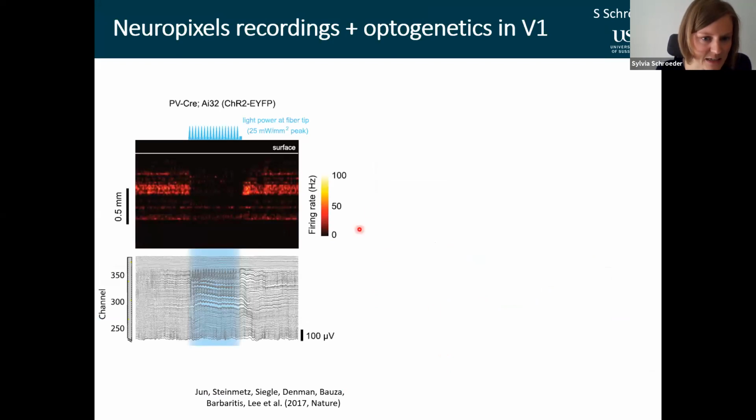Right, and here's some data that was collected in V1 during optogenetics. So here's the light stimulus. This is the 40 Hertz sine wave. This shows you the firing rate of multiple neurons across the depth within cortex. So here the neurons are happily spiking away. As soon as the light comes on, many neurons stop spiking. After the light, they start again.